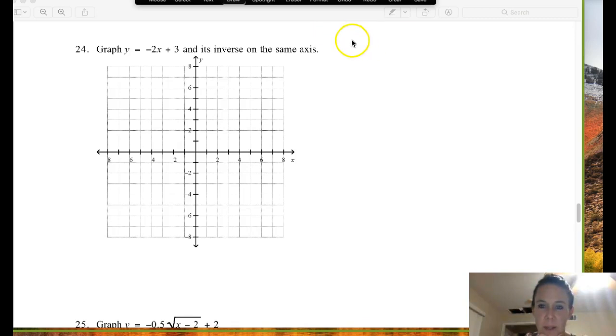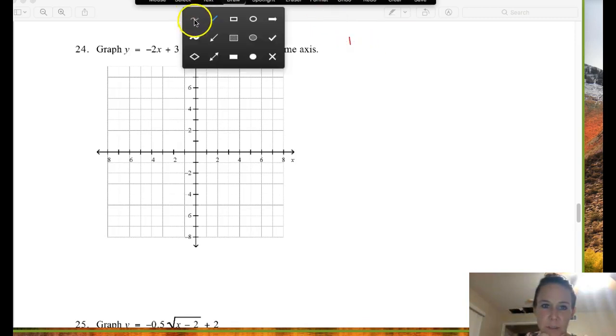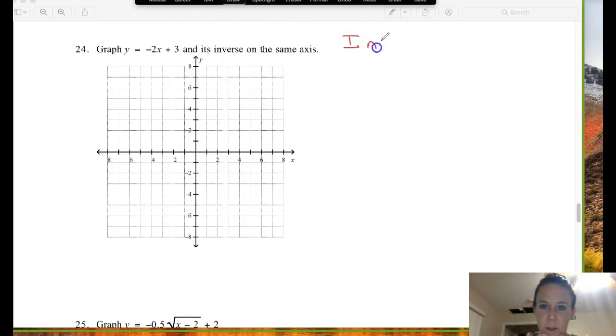So here's my line, let's find its inverse first. The inverse is going to be change the x and y. So I'm going to go x equals negative 2y plus 3. There, I changed my x and y. This is my inverse, but let's solve for y.